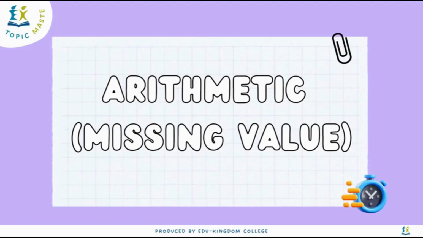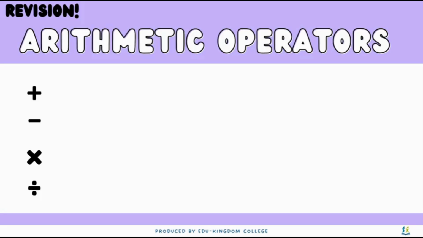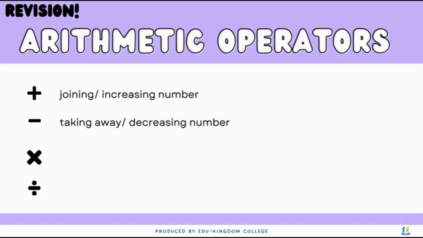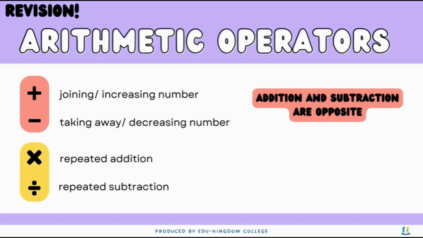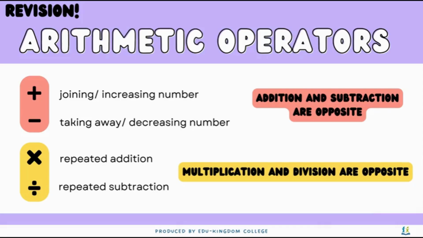In this video, we'll be looking at missing values. Let's have a look at a revision of the arithmetic operators. We have addition, subtraction, multiplication, and division. Addition is essentially joining or increasing numbers, whereas subtraction is taking away or decreasing numbers. If you realize, these two are actually the opposite of each other. Whereas multiplication is repeating addition, division is repeated subtraction. Therefore, multiplication and division are actually opposite as well. These two are very important points to keep in mind for today's video.